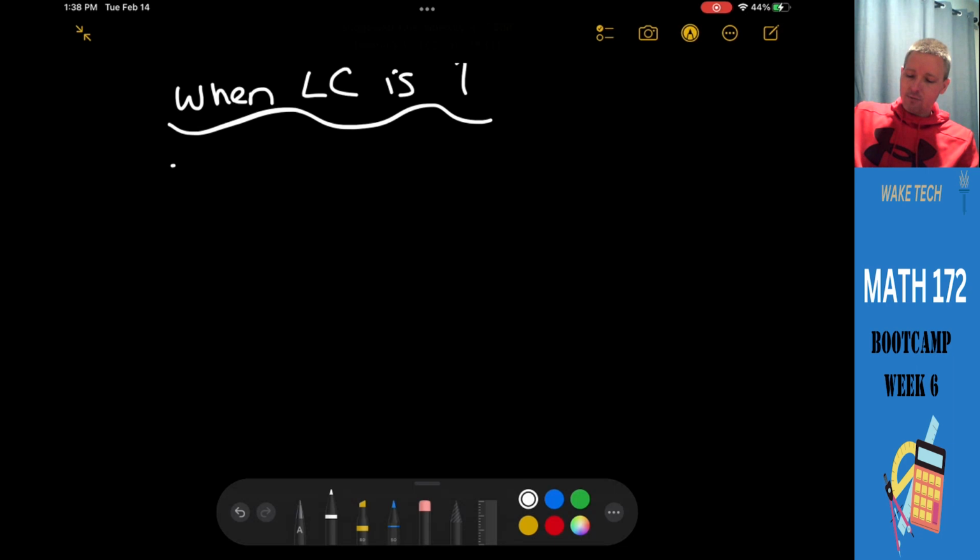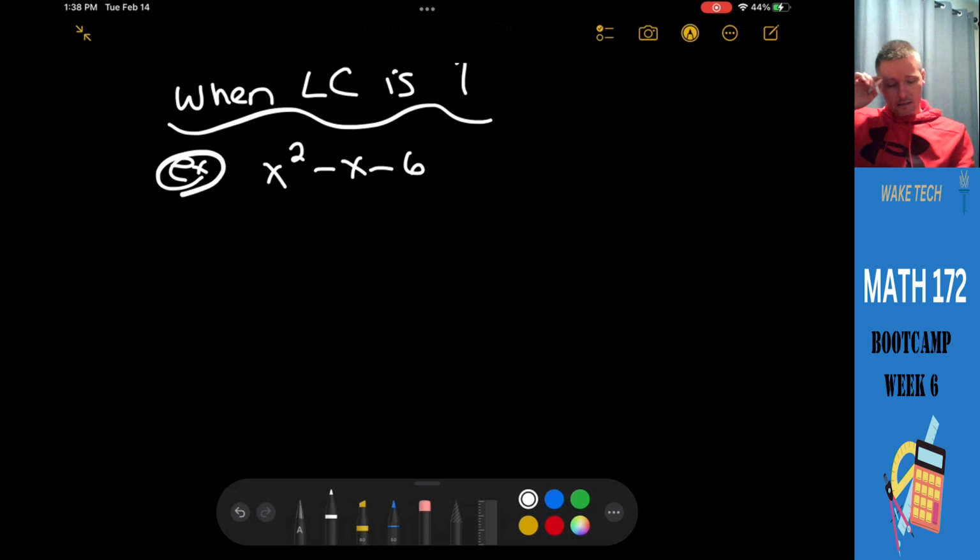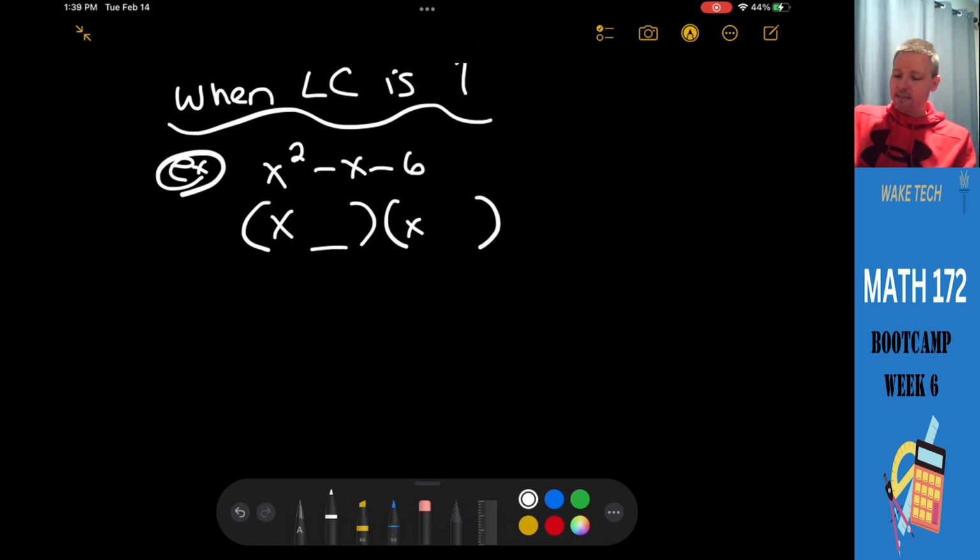So what that looks like, we'll be factoring things like x squared minus x minus 6. In order to factor something like that, we're going to get two groups of two terms. The first term in each group is an x. What has to happen with the second term in each group? They have to multiply to give us -6. They have to add to give us -1. So we're searching for a pair of numbers that multiply to -6 and add to -1.